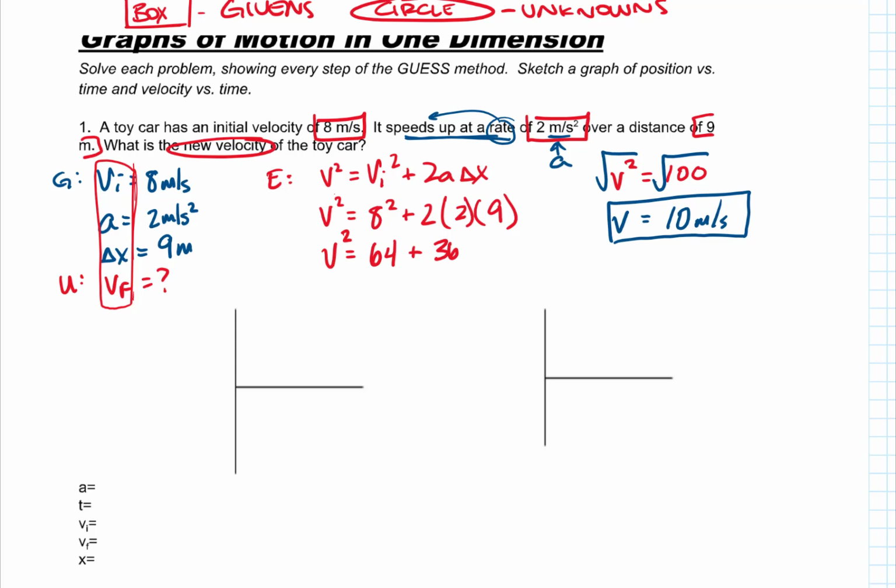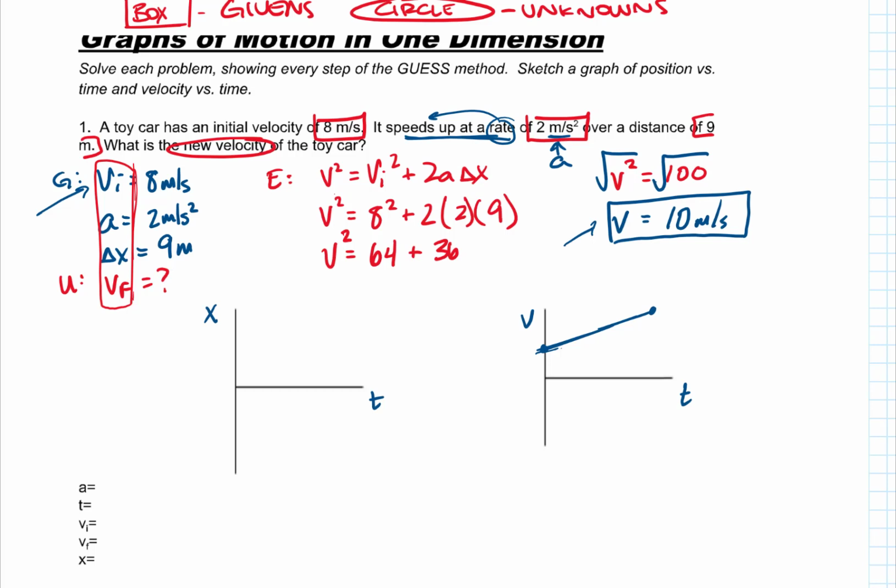But I also want to draw a position versus time graph. So we're going to do position versus time here, velocity versus time here. Now, the velocity versus time graph is going to be the easiest. I have an initial velocity of 8 and a final velocity of 10. So I start off with a positive velocity and I end with a positive velocity. So we have a line with positive slope, starting positive, ending positive.